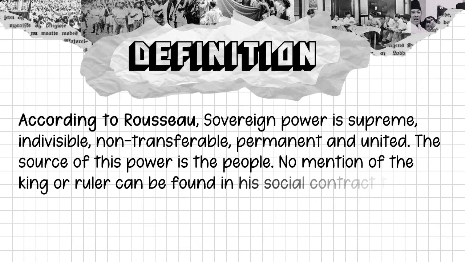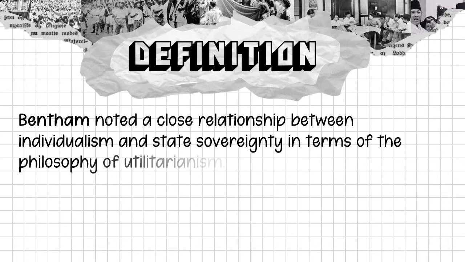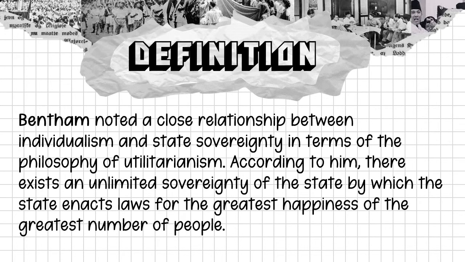According to Rousseau, sovereign power is supreme, indivisible, non-transferable, permanent, and united. The source of this power is the people. No mention of the king or ruler can be found in his social contract theory. Bentham noted a close relationship between individualism and state sovereignty in terms of the philosophy of utilitarianism. According to him, there exists an unlimited sovereignty of the state by which the state enacts laws for the greatest happiness of the greatest number of people.